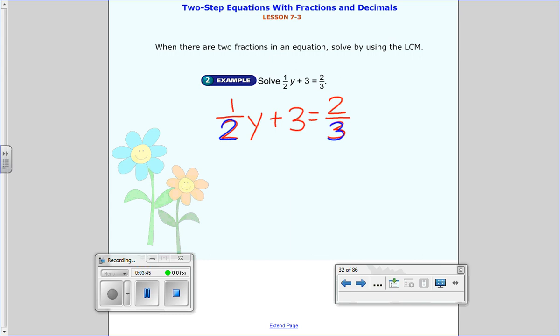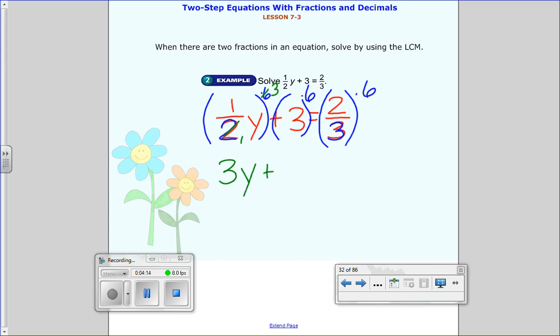And I need to think, what's a multiple of both 2 and 3? And what comes to mind automatically is 6. All right, 6 is a multiple of both 2 and 3. So what you do is you take that multiple and you multiply everything by it. So that'll get multiplied by 6, this will get multiplied by 6, and this will get multiplied by 6. Because what ends up happening is, 1/2 times 6, well, 2 goes into both of them, and I'm left with 1 times 3, which is 3y. Here I just have a 3 times 6, so that turns into 18.